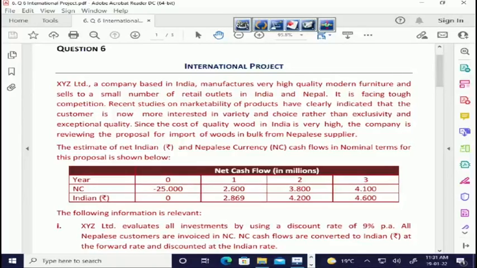So the initial investment shall be in Nepal, but the cash flows from year one will be in Nepalese currency as well as Indian rupee. You can see that in the table. The table is net cash flow in million, and in Nepalese currency we have an outflow at 0th point of time, minus 25 million. We don't have an outflow in Indian rupee. That means the plant is being set up in Nepal. But then the cash flows of year 1, year 2, year 3 are in Nepalese currency as well as Indian currency. So goods are being sold in both places. It is written clearly above the table that these cash flows are in nominal terms.